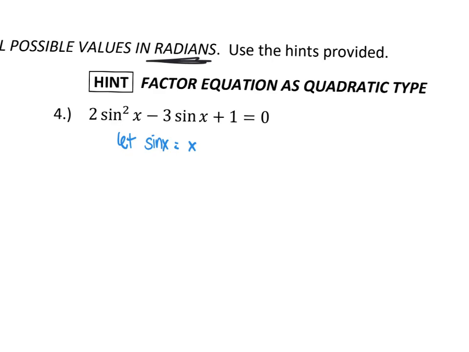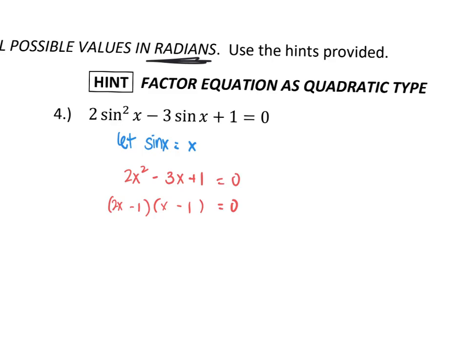If for every sine of x I just write x, my problem becomes 2x squared minus 3x plus 1, and I can set that equal to 0. Okay, this is a lot less intimidating. I can factor this. What multiplies to 2x squared? Well, it has to be 2x and x. And then what multiplies to 1 and adds to negative 3 with that 2x? Well, we could do negative 1. And then I would get negative 1x minus 2x, which is negative 3x. Okay, so here's our factorization.